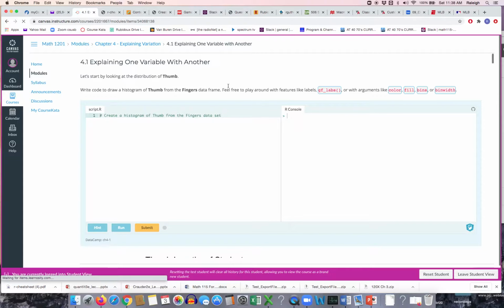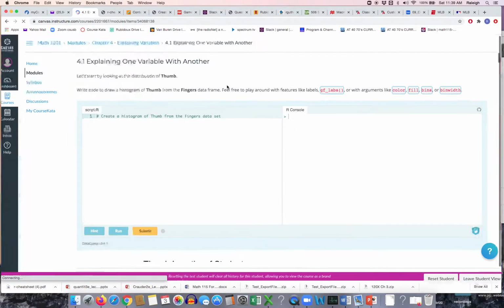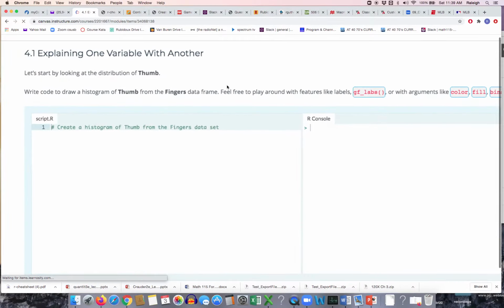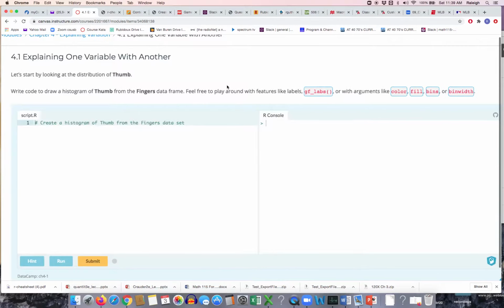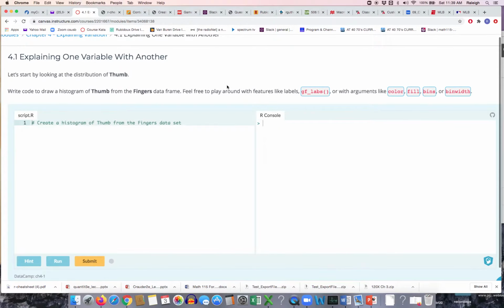Explaining one variable with another. Let's start by looking at the distribution of thumb. Write code to draw a histogram of thumb from the Fingers data frame, and then you can, of course, change colors, etc. So what I decided to do here, and this always works better if you've tried these in advance before you watch the video or before you show up to the lecture.